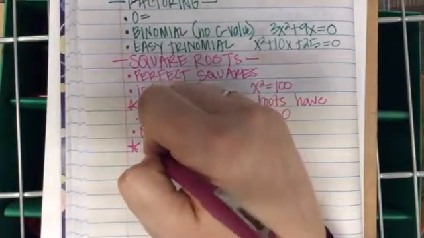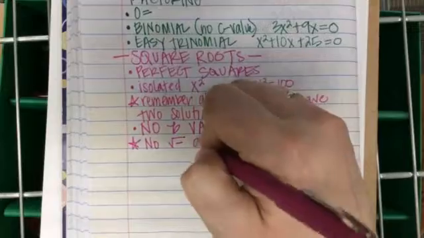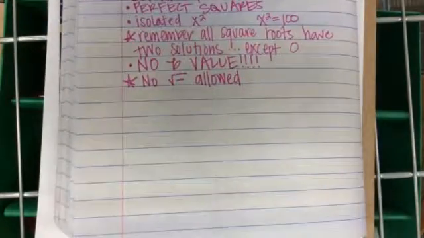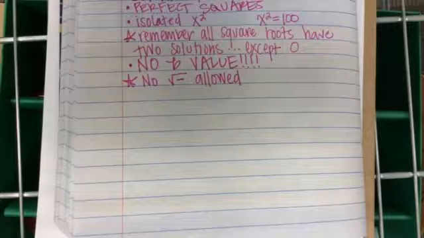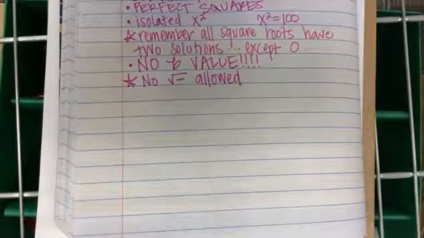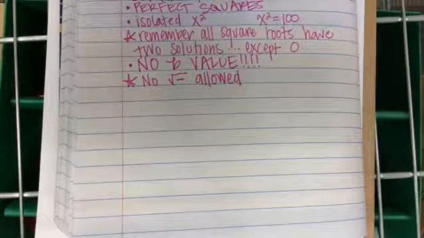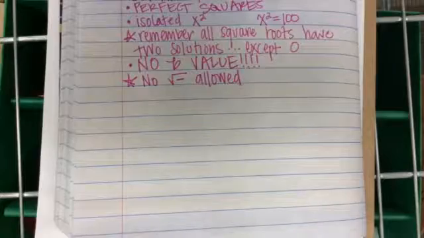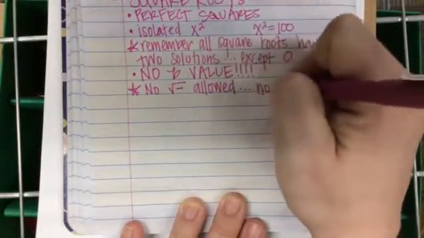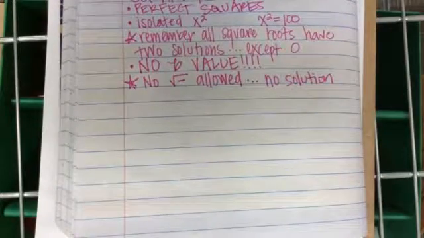And there are no negative square roots allowed. Both will create an imaginary number. No square roots of negatives allowed. If you square root a negative, what's your answer going to be? No real solution.